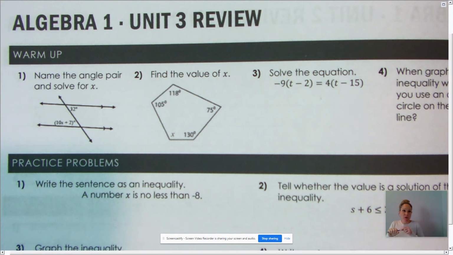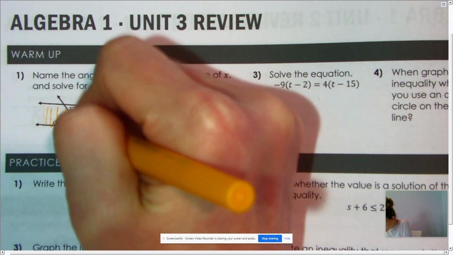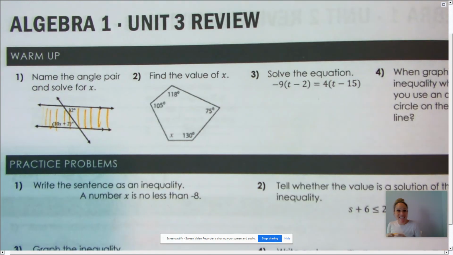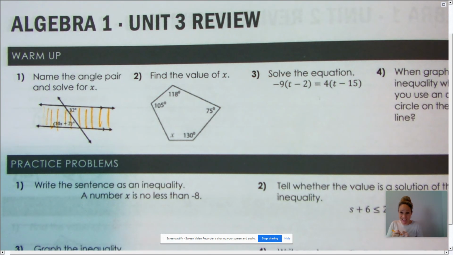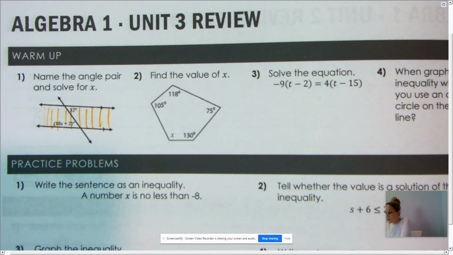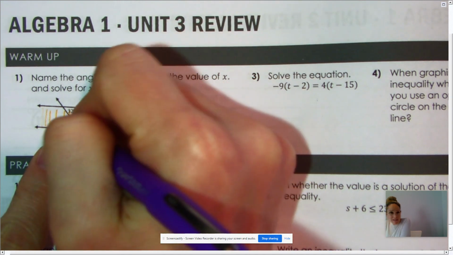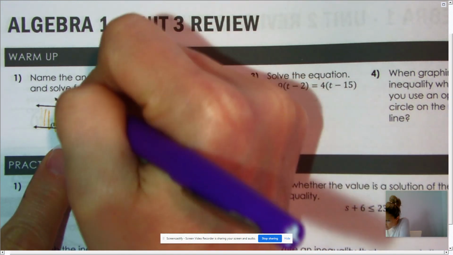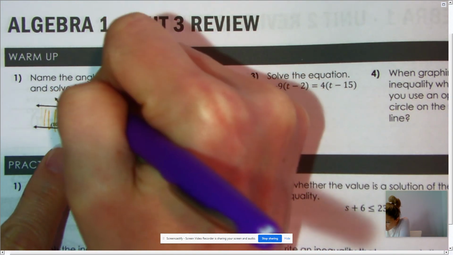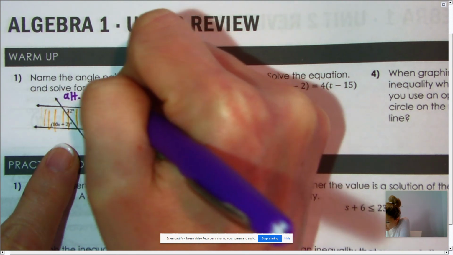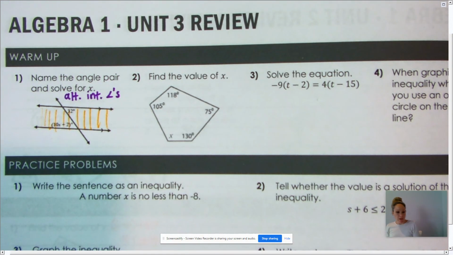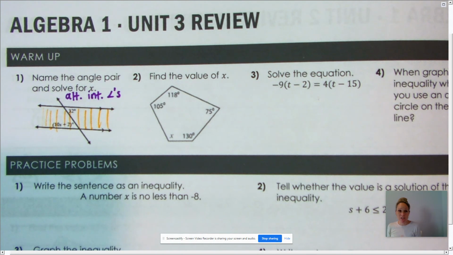So question number 1 on the warm-up says, name the angle pair and solve for x. First of all, I like to have my students kind of color in between the lines. So those are the interior angles if they are inside the lines. So these are interior angles and they're on alternate sides of that line. So I would say these are alternate interior angles. Okay, and then we know that they're congruent.